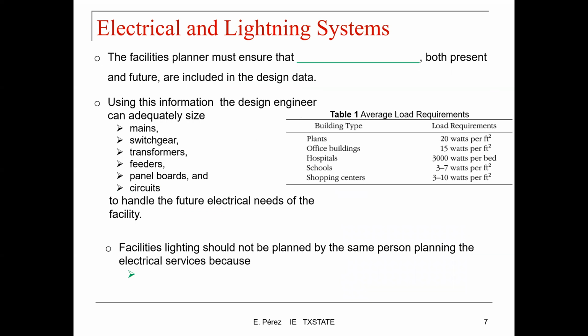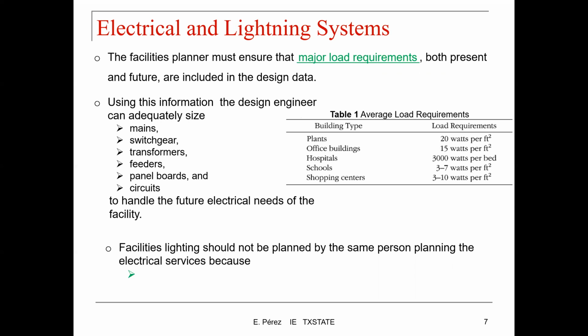The facilities planner must ensure that major load requirements, both present and future, are included in the design data. The reason we're stating this is maybe you're working with a startup, or a company that has a trend of growth. So you want to make sure that when you're designing this facility, you have the ability to expand your business. So for these load requirements in terms of electrical systems, you have to take into account the current need, but also any future need for your company.